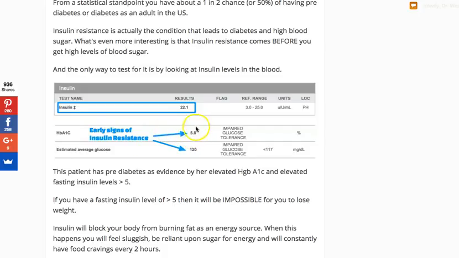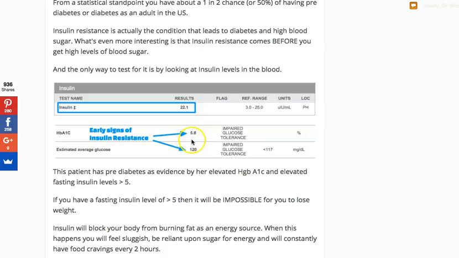And you can see this patient's result is 5.8, and this estimated average glucose is a calculation based off of that. So what this is saying is this 5.8 estimates to be about 120 of average blood sugar throughout every day. And you can see that this is impaired glucose tolerance, so it has flagged this. And this means this patient actually falls within the pre-diabetic range.